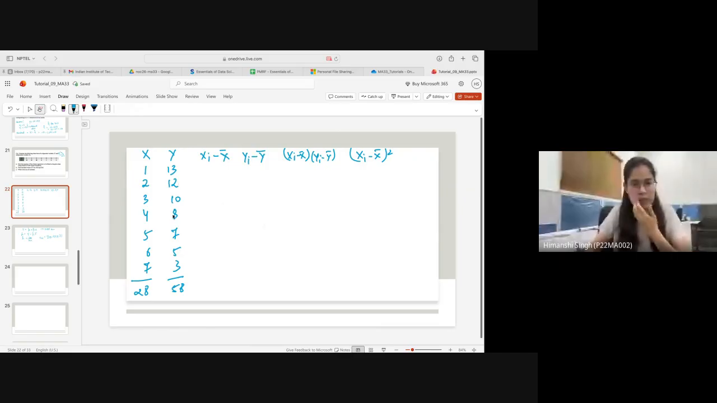Fine. So it is xi minus x bar. No, x bar is 4. So 1 minus 4, that is minus 3. 2 minus 4, that is minus 2. 3 minus 4, that is minus 1. 4 minus 4 is 0. 5 minus 4, that is 1. 6 minus 4, that is 2. And 7 minus 4, that is 3.